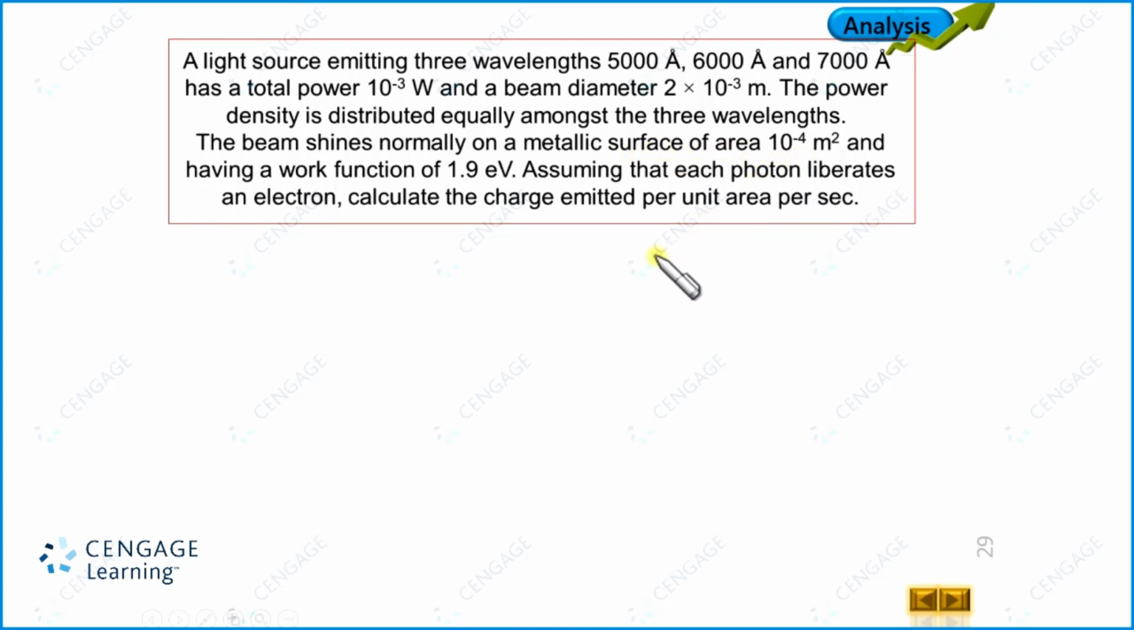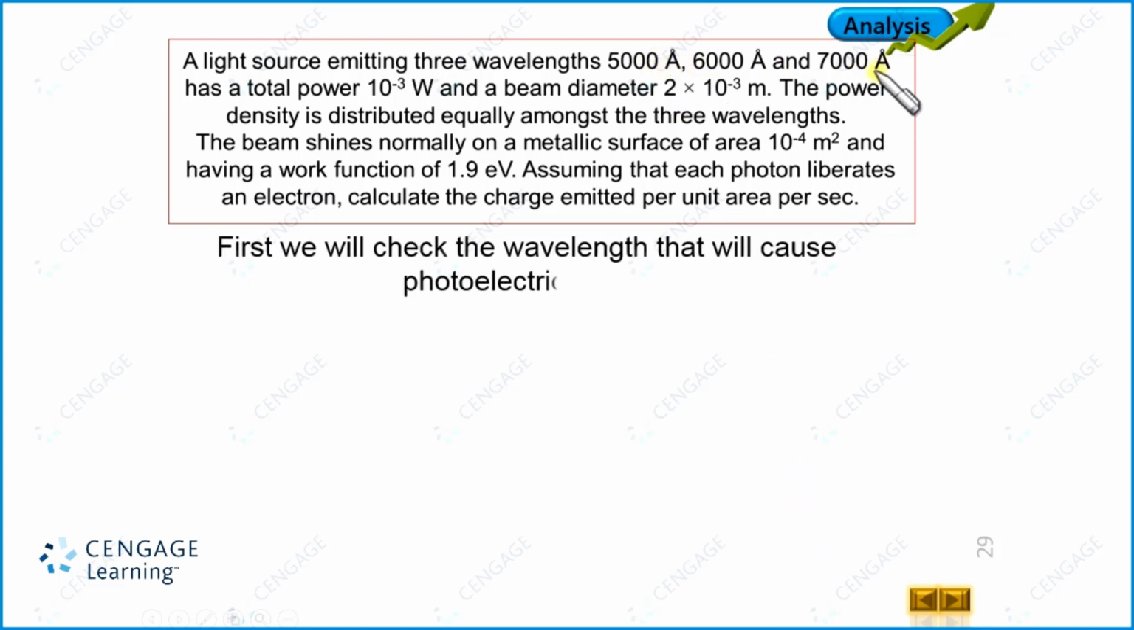Okay, so first of all, we need to find the threshold wavelength. Why do we require the threshold wavelength? Because we know the threshold wavelength is the wavelength of the incident radiation above which the photoelectric effect is not possible, right? That means if the incident radiation wavelength is less than the threshold wavelength, then only we can have the photoelectric effect. So first of all, let us check the wavelength that will cause the photoelectric effect. We have the three wavelengths given. For this we need to find lambda max.